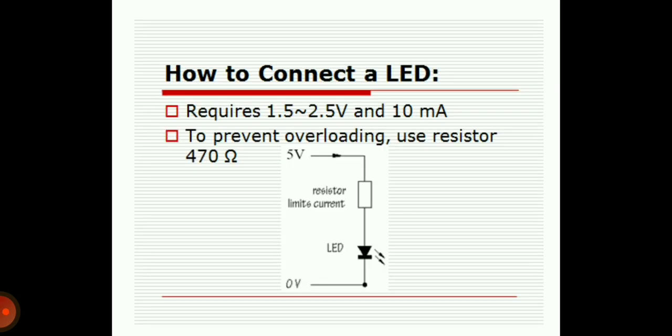Now how to connect the LED? It requires a 1.5 to 2.5 volt supply and current of about 10 milliampere. To prevent overloading, use a 470 ohm resistor. This is a suitable value for connecting LED in the circuit. This is a circuit arrangement with resistor and symbolic representation of LED.